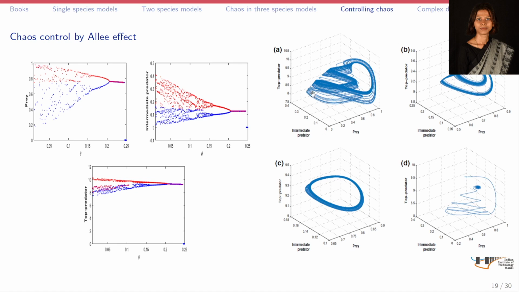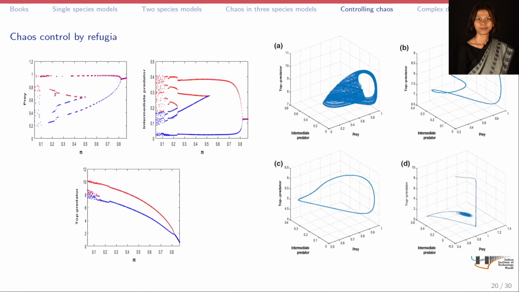So what we see here is that initially there is a chaotic attractor in the system, and as we increase the value of the allele effect theta, this chaotic attractor shows a period 2 limit cycle, then a limit cycle, and eventually it converges into a stable focus, as can be seen from this figure.